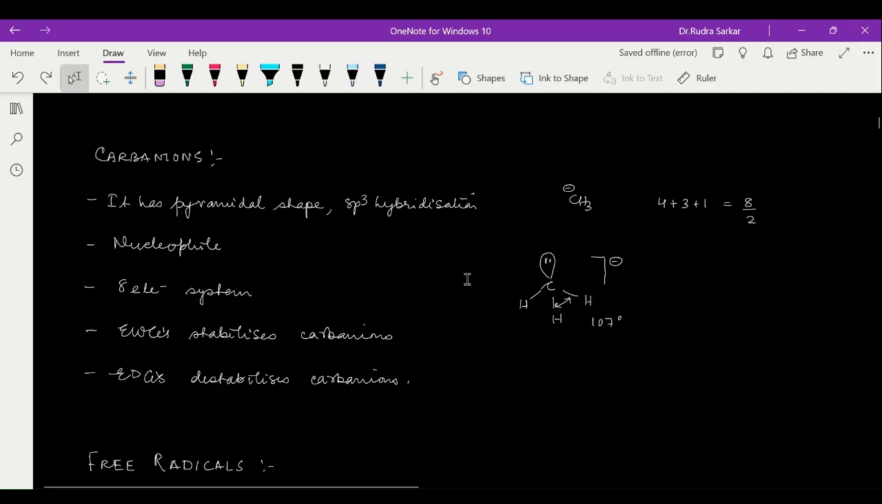Pyramid. Okay, fine. So, the hybridization, that's why we are saying this is pyramidal shape and it is sp3 hybridization. Now, since it is having a lone pair, that means carbon having a lone pair, it will act as a nucleophile. Again, total electron count is 8, so it is diamagnetic, cannot be paramagnetic.